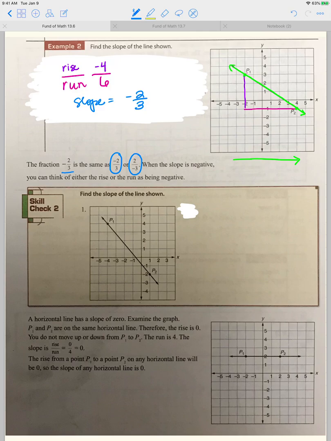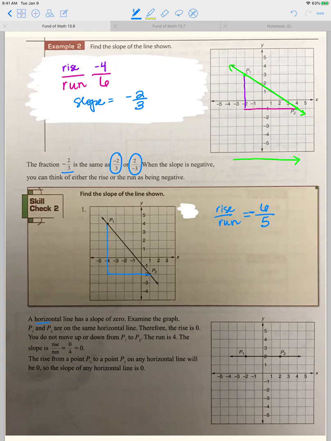Skill check number 2, find the slope of the line shown, okay? This is another line that is a negative slope because as we move from left to right, it slants downward, okay? Let's figure out our rise over run, that slope, okay? The rise is the change in y, 1, 2, 3, 4, 5, 6 units. 1, 2, 3, 4, 5 units horizontally. 6 over 5, it's a negative slope. So it's negative 6 over 5.